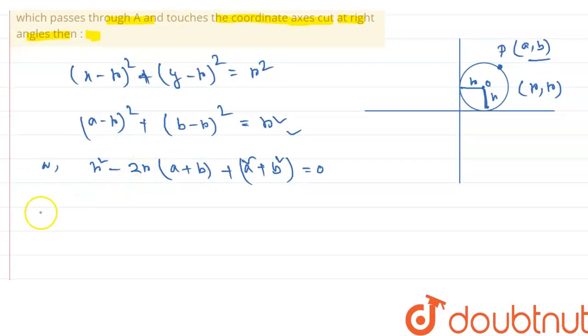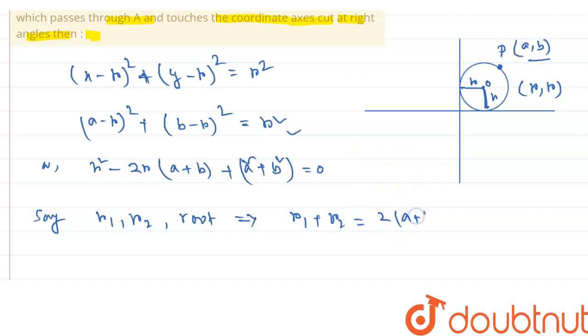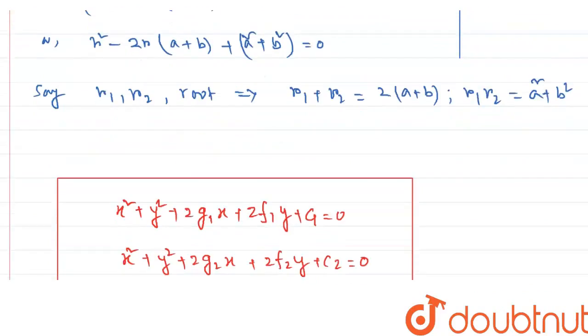So if r1 and r2 are the roots of that equation, then r1 plus r2 equals 2 into (a plus b), and r1 r2, the product of the roots, is a square plus b square.